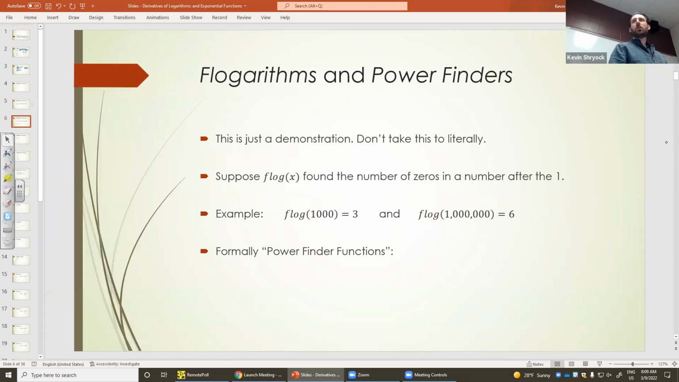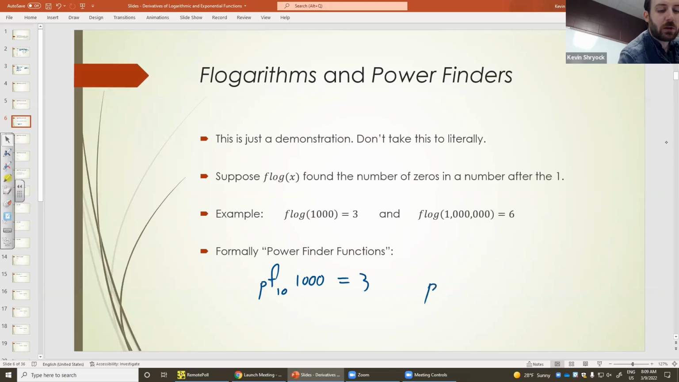Now, you can also think of this phlogarithm as a power finder function. Okay, so here's what I mean by that. Power finder function. If I rewrite this and I say that I want to find the power that turns 10 into 1,000, what would that power be? 3, right? Because 10 times 10 would be 100, times 10 would be 1,000. So the power I find is 3.